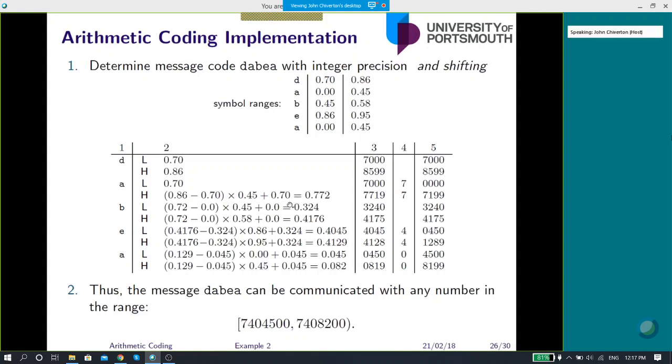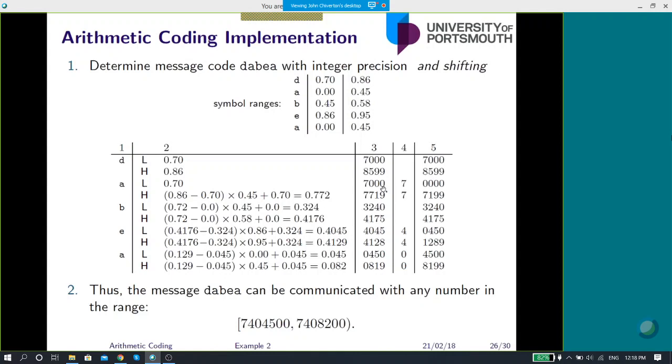But what actually happens is the mapping to the integers is like this. So we get 7,000 to 8,599. Then the next symbol to be transmitted is giving us 7,000 to 7,720. And then the next one is 3,240 to 4,175. Oh, how come?